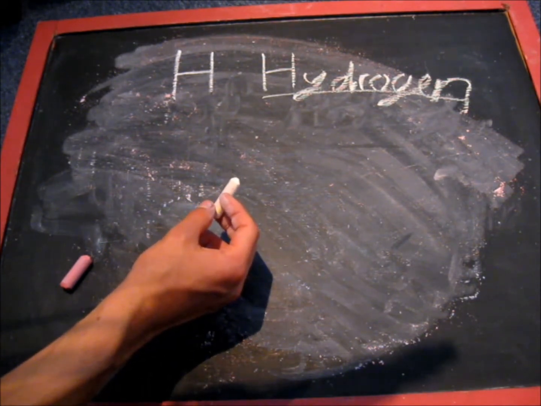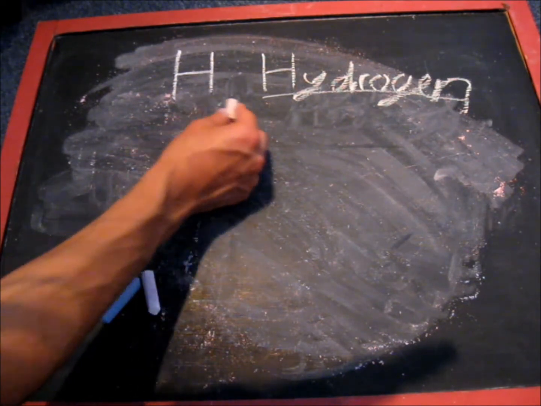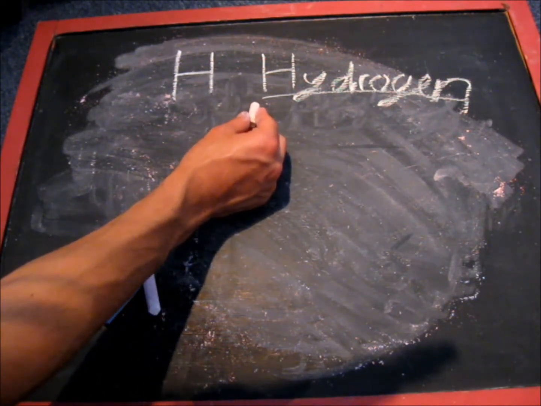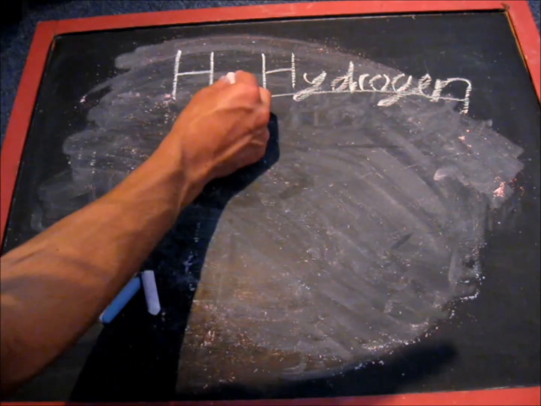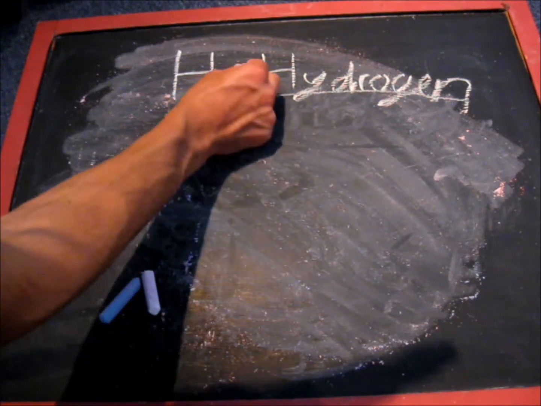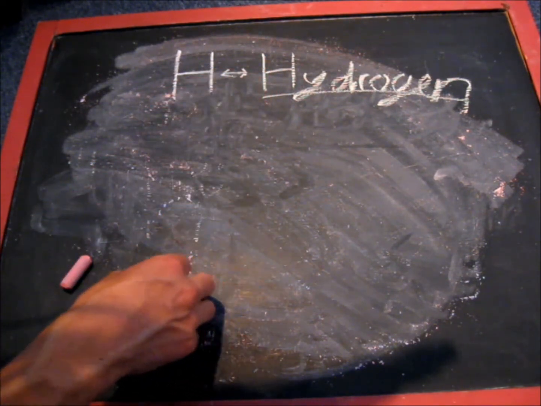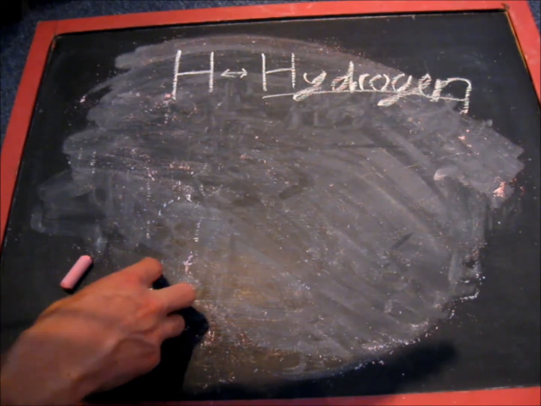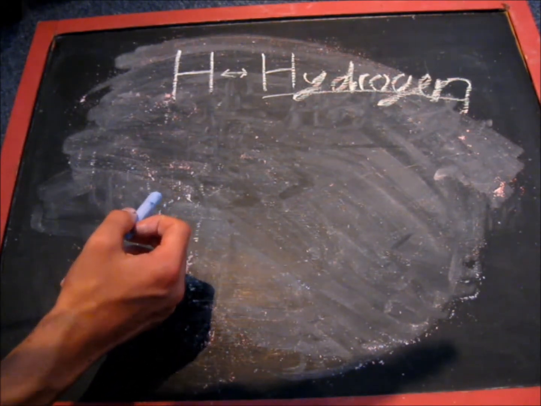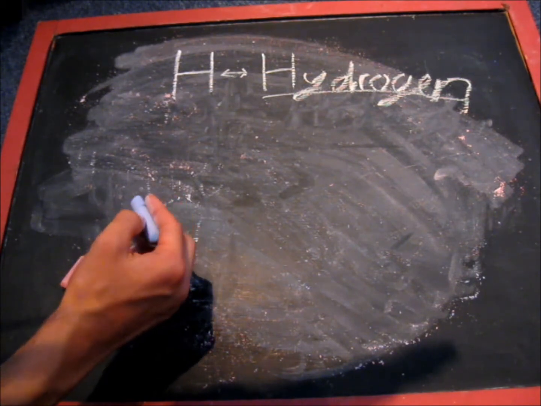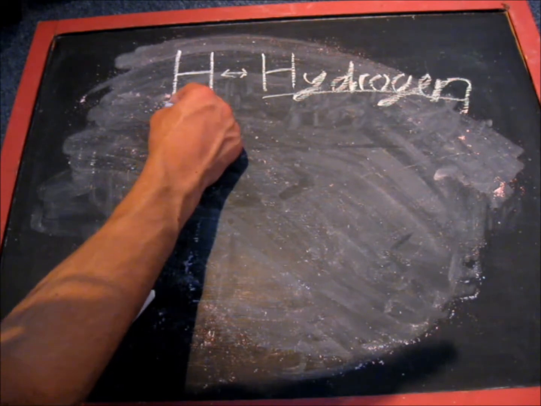So, repeat after me. H is hydrogen. The element hydrogen has the symbol H. Have you got that? Good. Okay, let's try another element. Let's go.